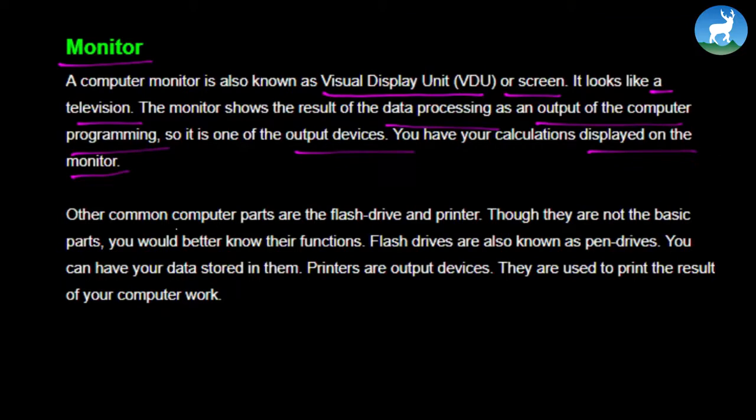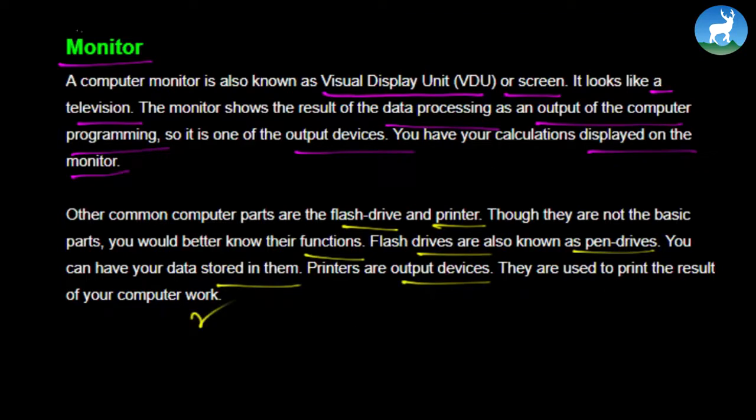The last paragraph. Other common computer parts are the flash drive and printer. Though they are not the basic parts, you would better know their functions. Flash drives are also known as pen drives. You can have your data stored in them. Printers are output devices. They are used to print the result of your computer work.